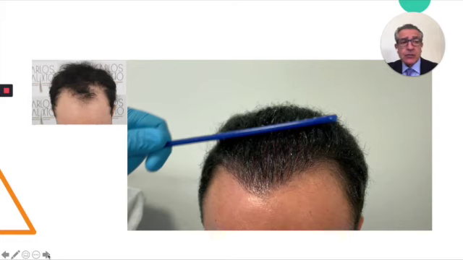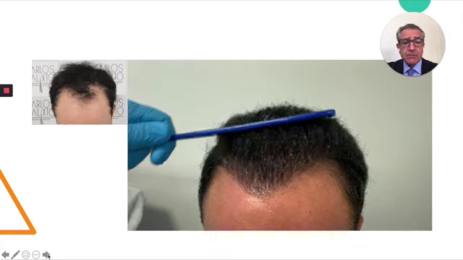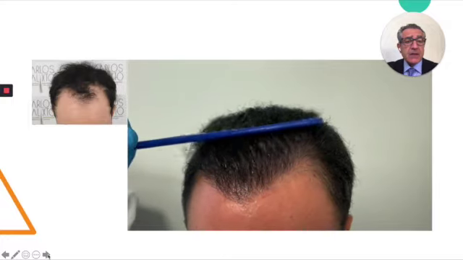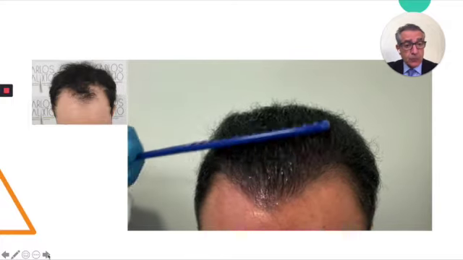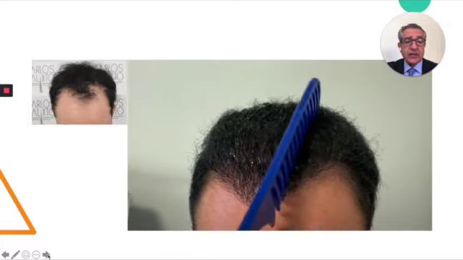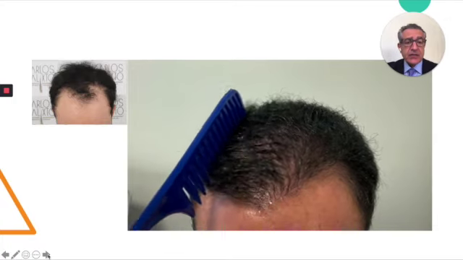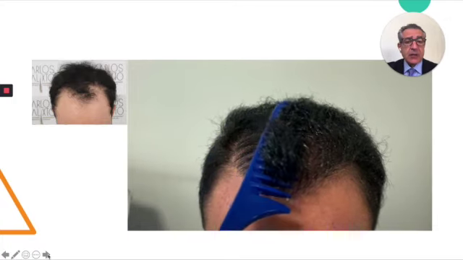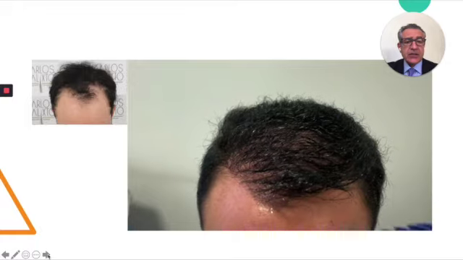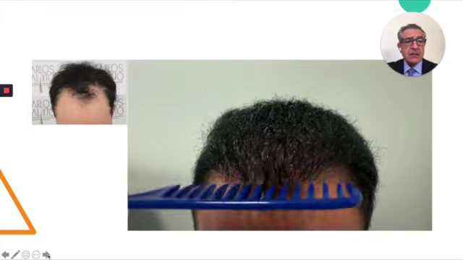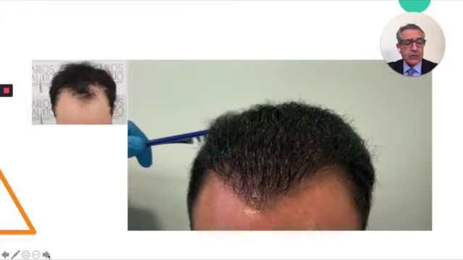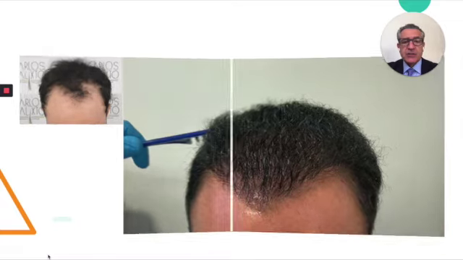with less than 2,000 grafts, like this patient, you have a very good result, a consistent result. Even if you wet this hair, you can see the result. You can see the density, the quality of the surgery. You can see the hairline, the natural look of the restoration of this patient.